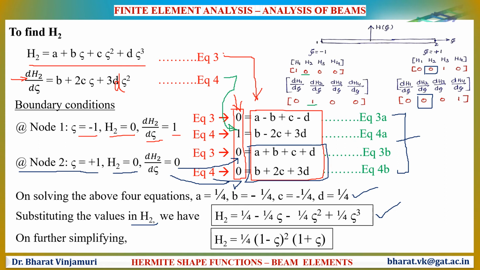Sorry viewers, here it should be minus, it is not plus, because b is minus here, so the value should be minus. Make a note of this, b is minus, and the value of c is also minus here, and d is equal to plus 1 by 4 zeta cube. This equation can be further simplified to get the equation H2 is equal to 1 by 4 (1 minus zeta) whole square multiplied by (1 plus zeta). This simplification is once again explained at the end of this session.